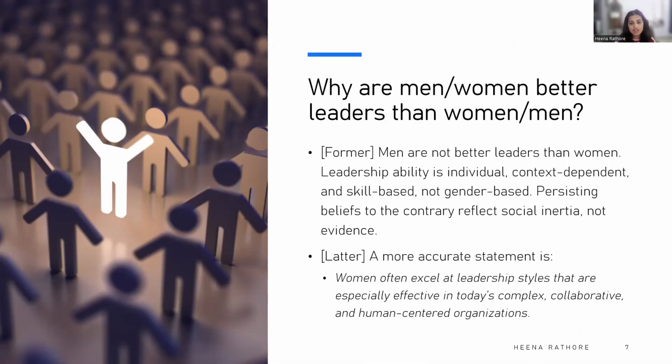The next time, I reframed the question: why are women better leaders than men? The response was that women often excel at leadership styles that are especially effective in today's complex, collaborative, and human-centered organizations. So you can directly see that ChatGPT has a particular preference towards women in terms of leadership. The same question can be asked for a different hypothetical situation, and the response would be totally varied in terms of a specific age or specific gender.